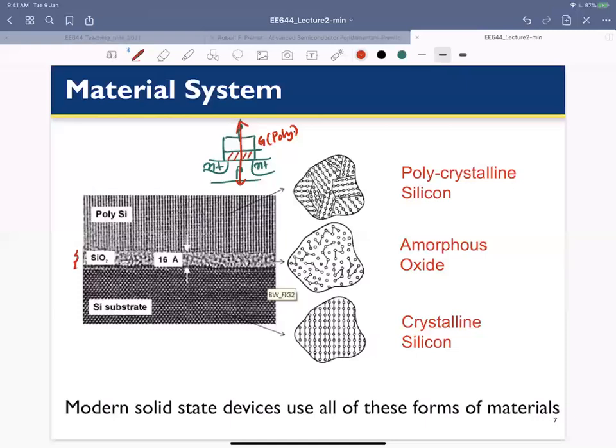Even if you talk about bipolar transistors, modern bipolar transistors have a polycrystalline region, an amorphous region, and a crystalline region, right? Similarly, MOS transistors, NMOS, PMOS. And also in the heterojunction transistors, this is a different system. We do not have polycrystalline materials there, but we have crystalline and amorphous material in the HEMT system, right?